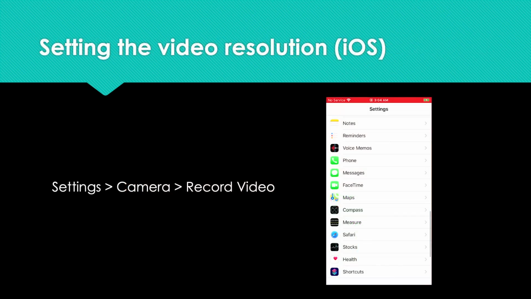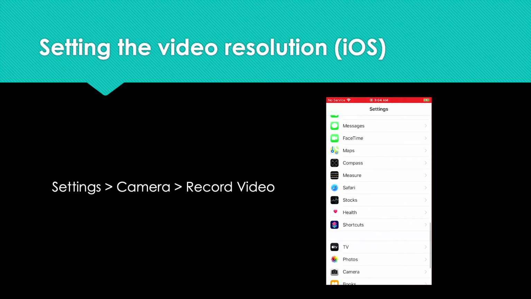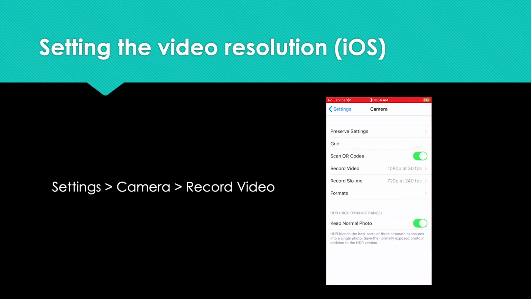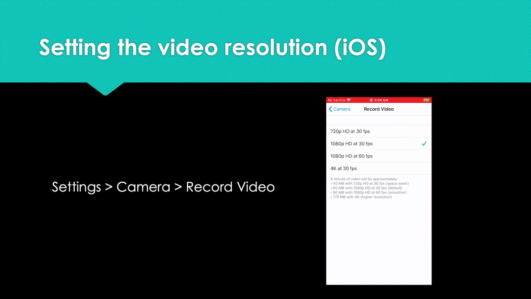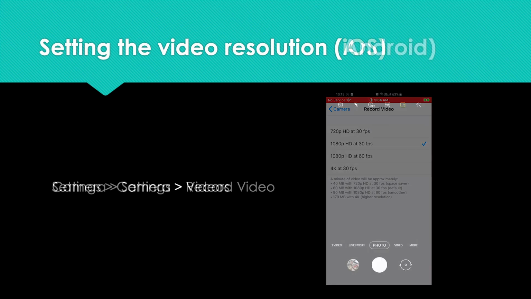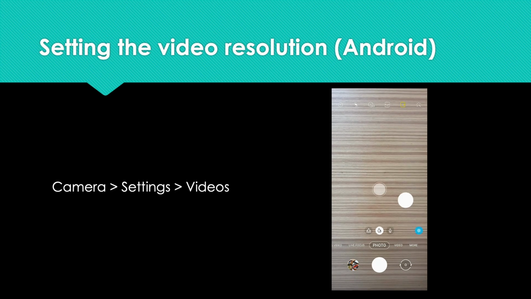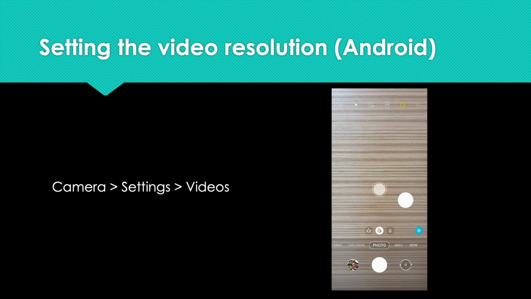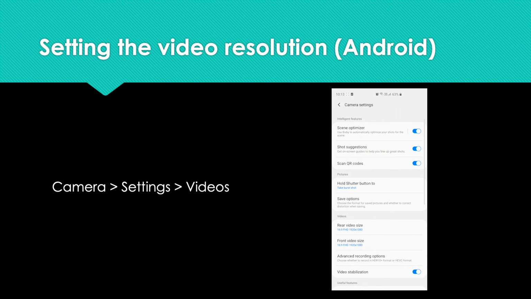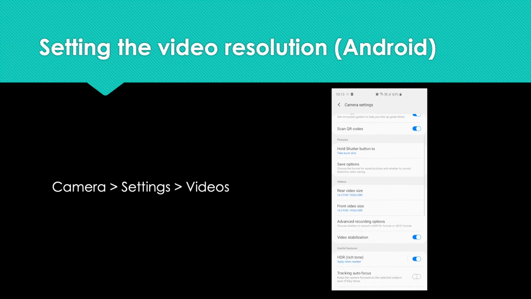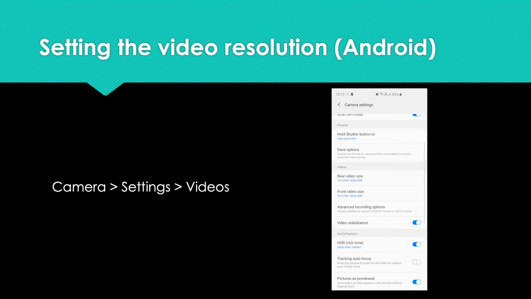If you're working on an iPhone or an iPad, go to Settings, Camera, Record Video to see a list of available resolutions on the mobile device. On an Android device or otherwise, go to your main camera app under Settings, Videos to see a list of your video size.